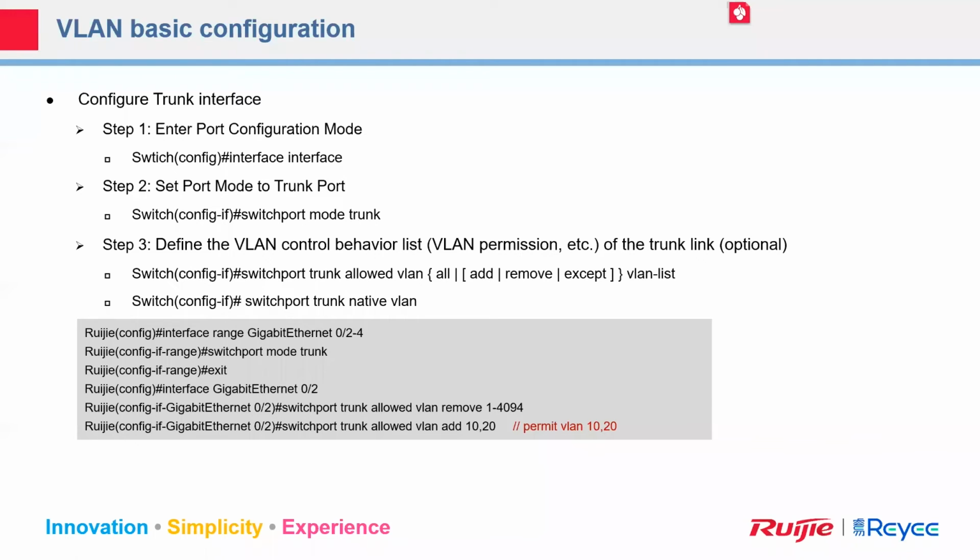Pay attention. And here, if we don't change the native VLAN, by default, the native VLAN is VLAN 1. Pay attention, the native VLAN is VLAN 1. So if you receive some packets with VLAN 1, when I send them out of interface 2, I will delete the VLAN tag. So this is a function of the trunk.